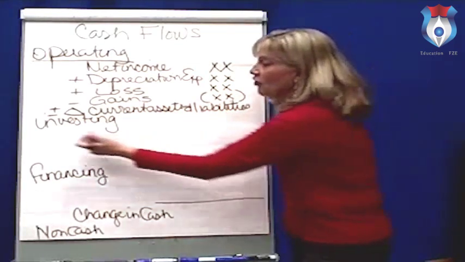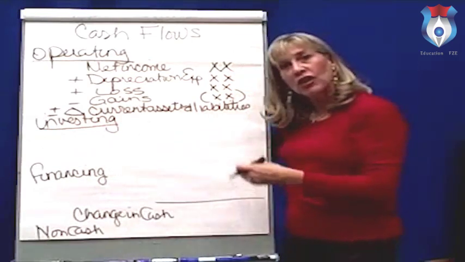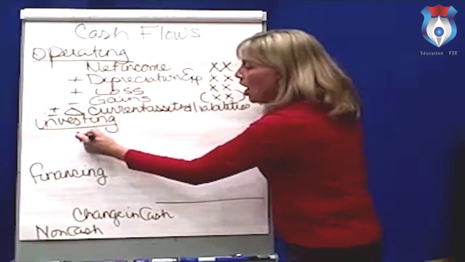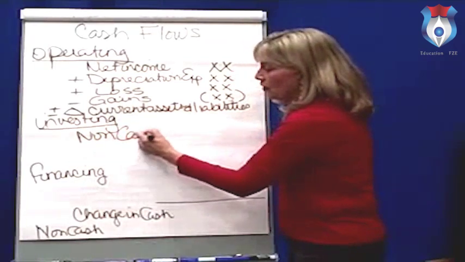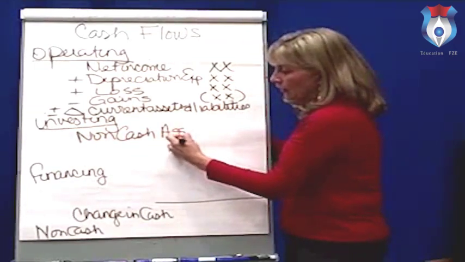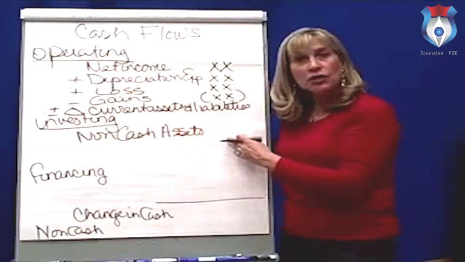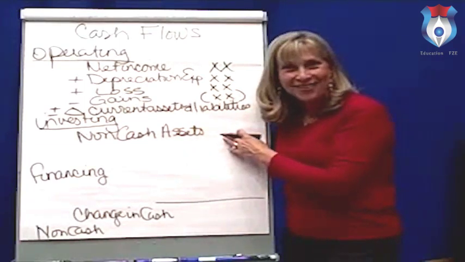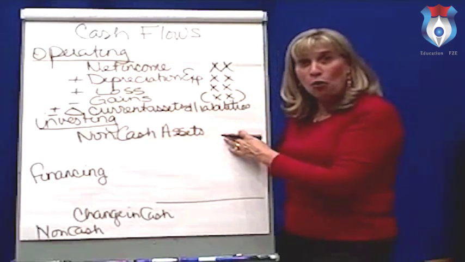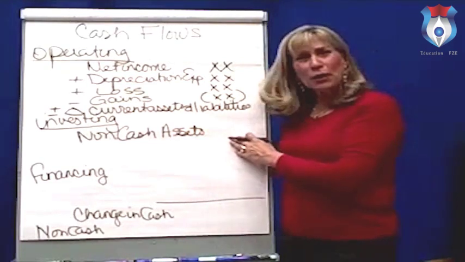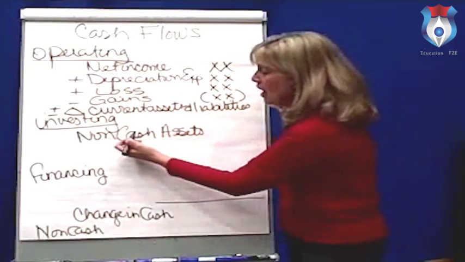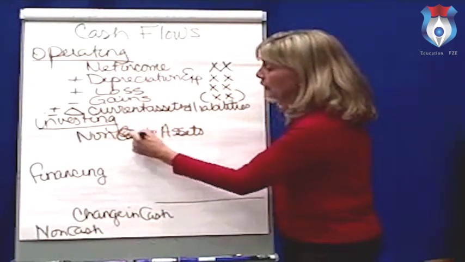The second section is the investing section, and in the investing section we're going to be analyzing our non-current assets. Did they go up? Did they go down? And if they went up or down, how much cash did they either bring in or did they spend? So what am I talking about when I say non-current? That should be non-current assets.